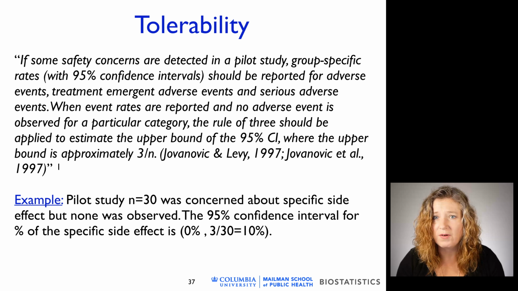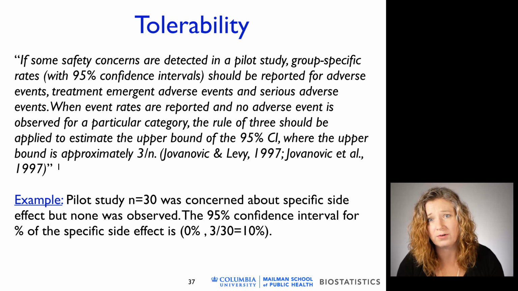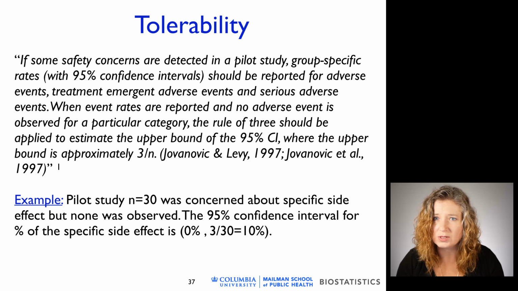Here is an example. We have a pilot study of 30 subjects, and we are concerned about a specific side effect, but none was observed. None of our 30 subjects actually experienced the specific side effect. So we'll say the proportion of that specific side effect was 0. But what is its 95% confidence interval? We should estimate the 95% confidence interval to be from 0, because we didn't observe any, up to 3 divided by n, 3 divided by 30. And 3 divided by 30 is actually 0.1, which is 10%.